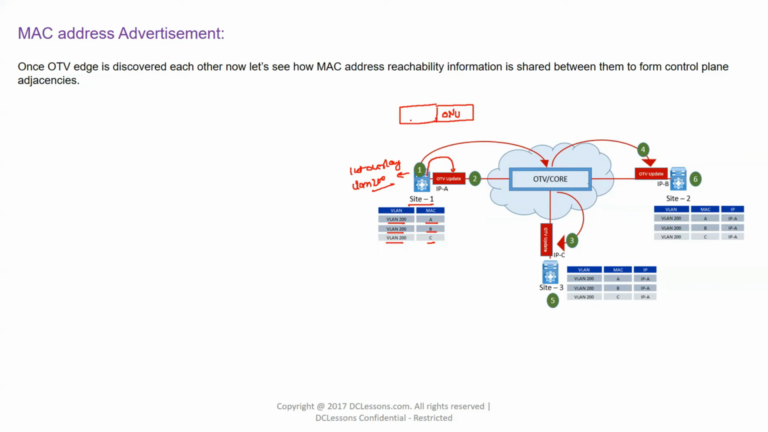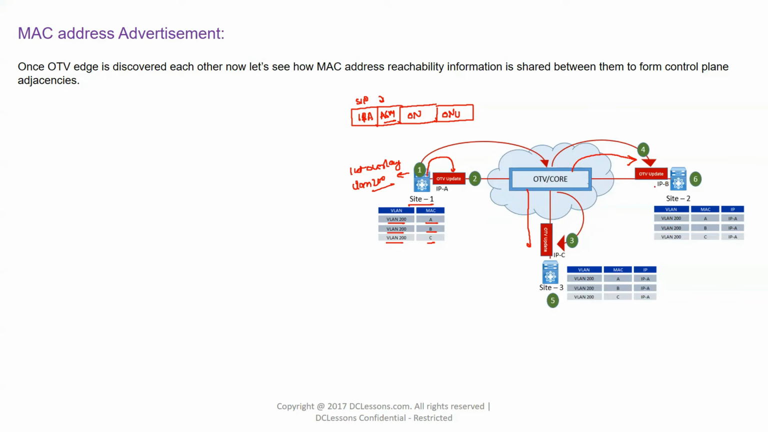Then it will be your OTV header, and then it will be your IP header. In the IP header, source IP will be your IPA, and destination will be your ASM group, right? Now this information will be shared, okay, and this MAC address is sent to site 3 and it's sent to site 2.